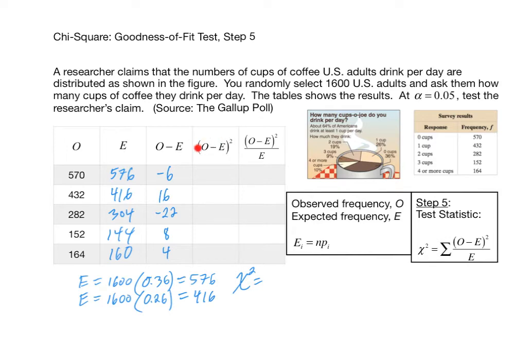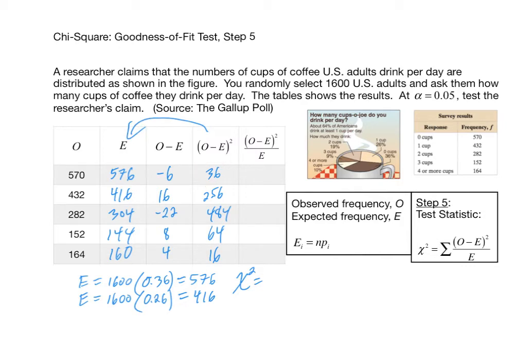We then need the squares of all these. So we've got 36 here, 256 here, 484 here, 64 here, and 16 here. And then finally, we now need to take these values here, this O minus E squared, the square of those things, divided by this column over here, divided by the E's in that order.